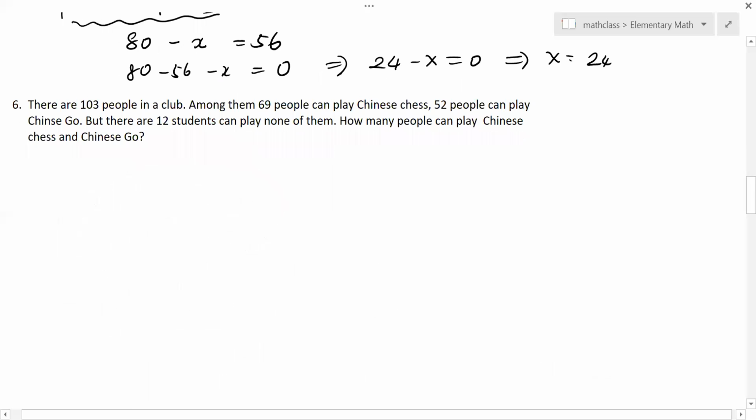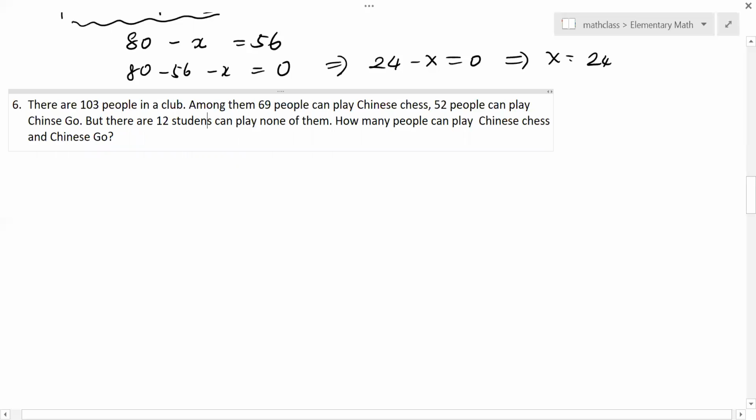There are 103 people in a club. Among them, 69 people can play Chinese chess, 52 people can play Go, but there are 12 people, not necessarily students, who can play none of them. So the question is, how many people can play both Chinese chess and Go?